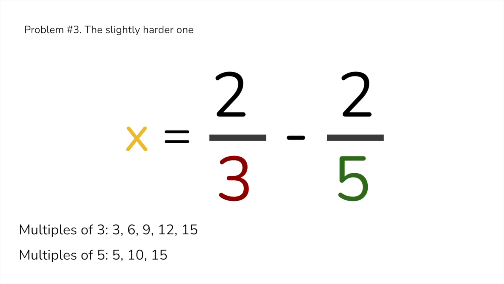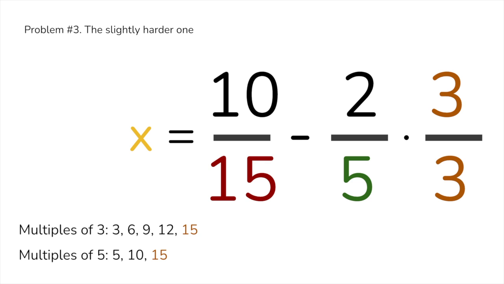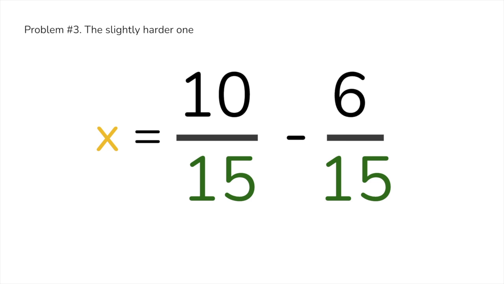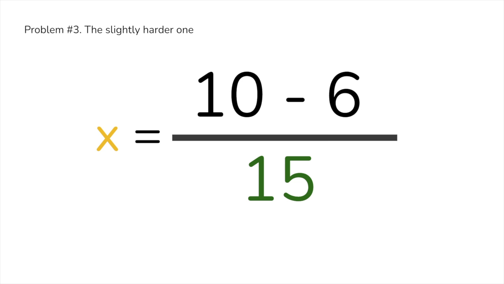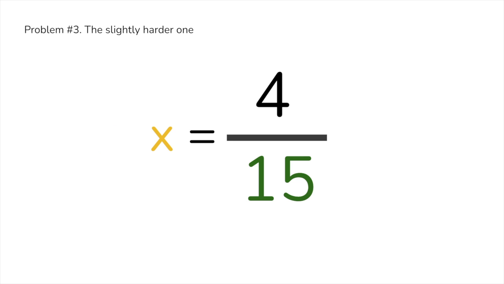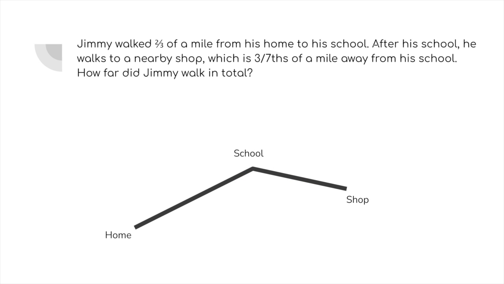To get 2 over 3 to a denominator of 15, we multiply it by 5 over 5 to get 10 over 15, and we multiply the 2 over 5 by 3 over 3 to get 6 over 15. We then simply do 10 over 15 minus 6 over 15 to get 4 over 15 is equal to x as our final answer. For my last question, I'm going to mix it up a bit with a word problem.